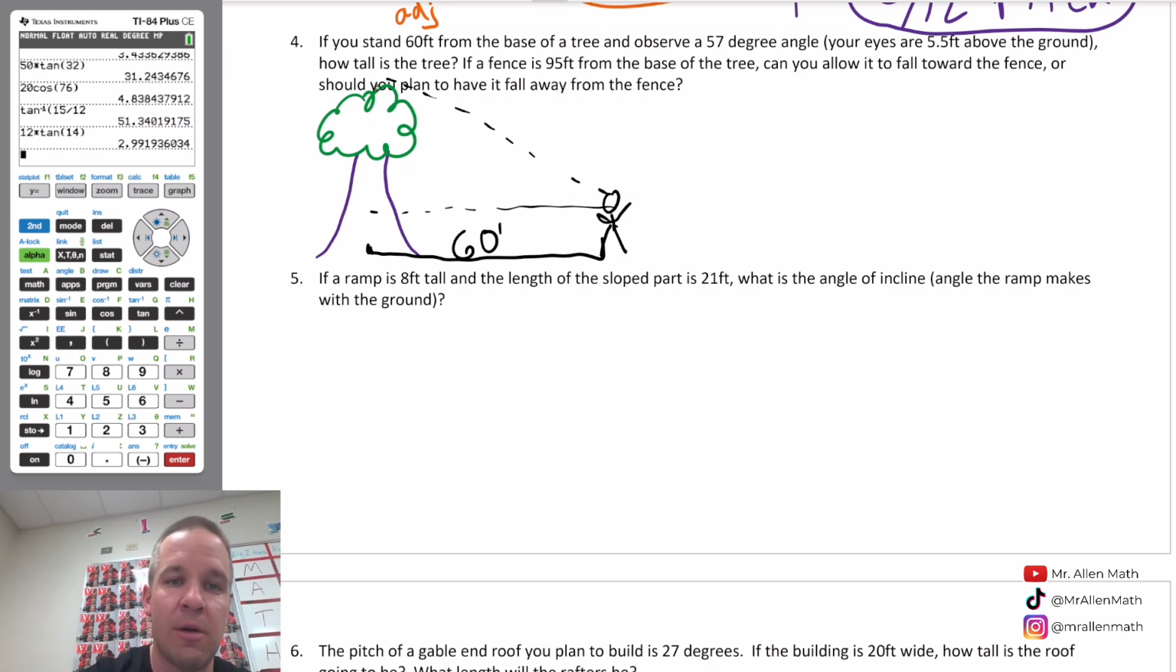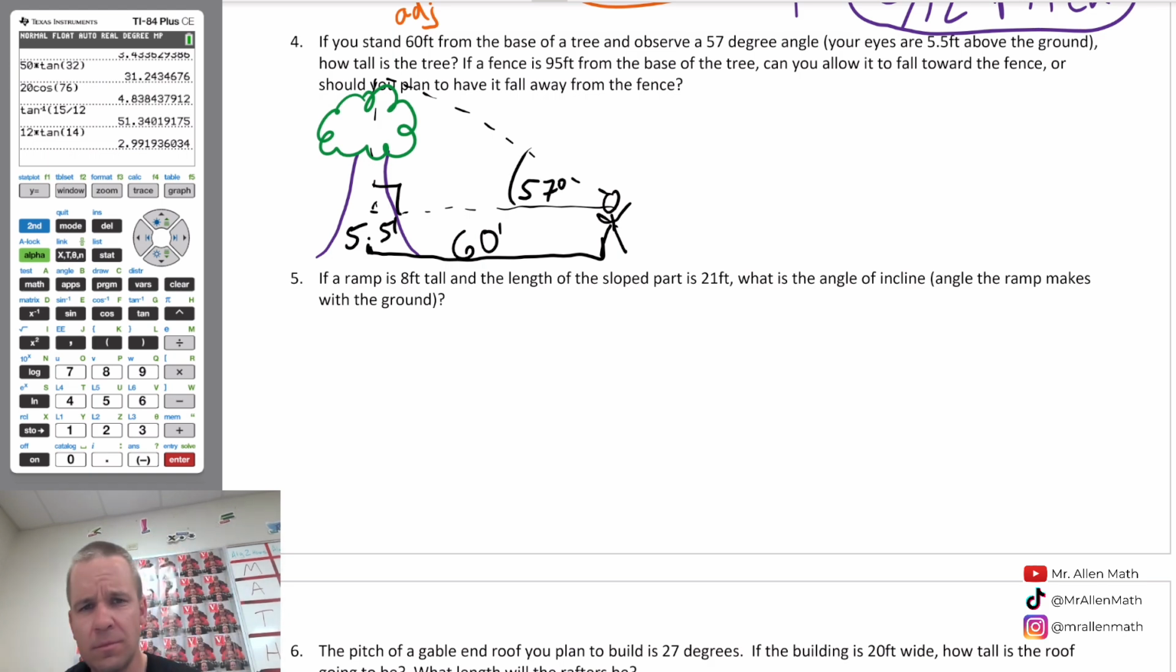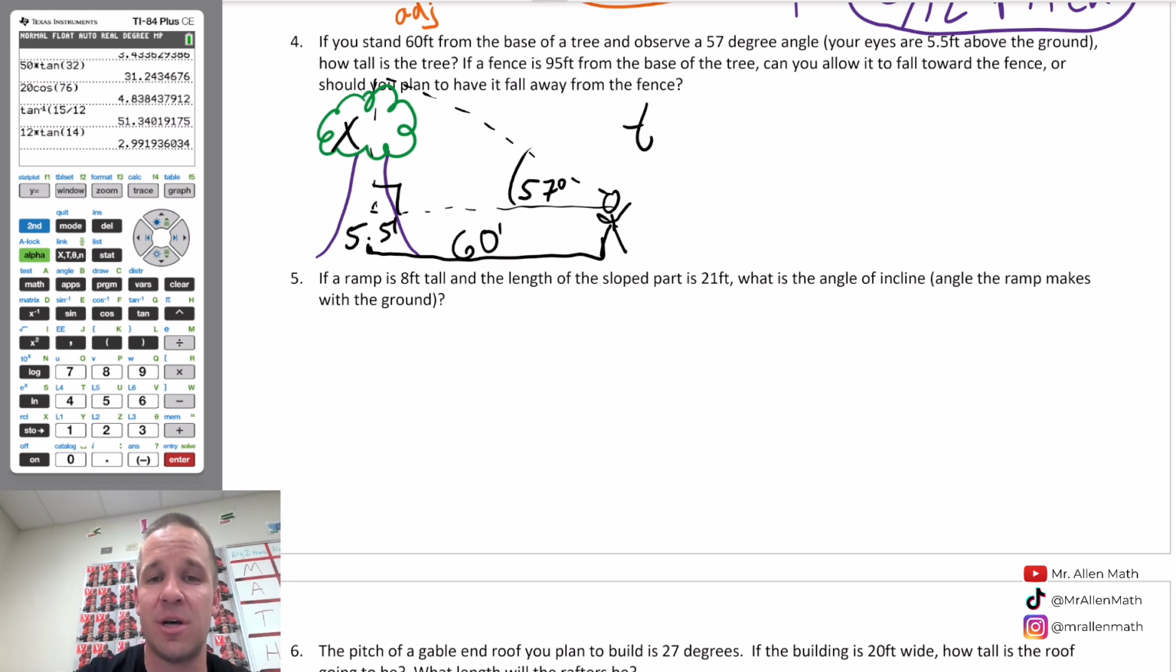So you do need to account for that in the height of this whole thing right here. I got to add that 5.5 feet to my final answer. And it's a 57-degree angle here. Cool. So now I can figure out what this value is, X right here, that height of said tree, plus 5.5. And then we'll see how far it's going to fall. Cool. All right, so let's see here. We know our adjacent side. I want my opposite side. That's tangent, dogs.